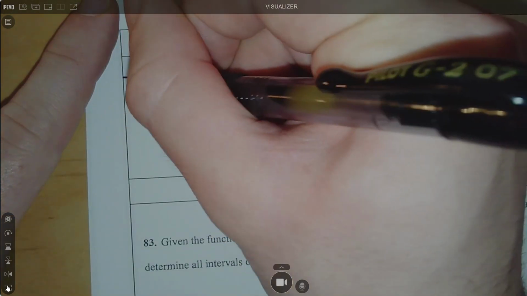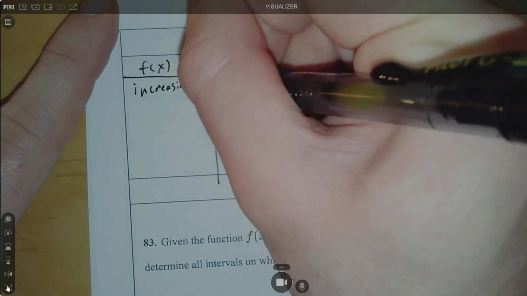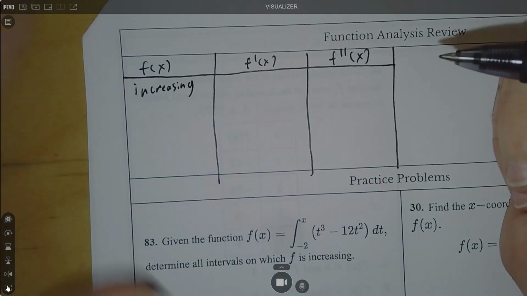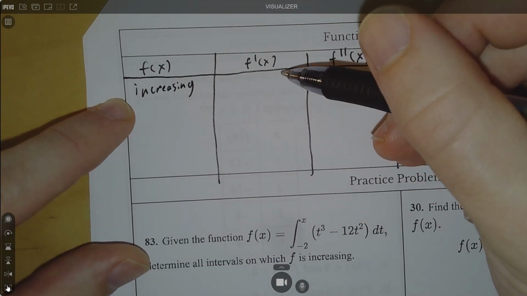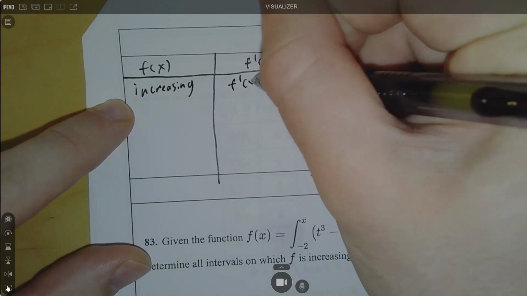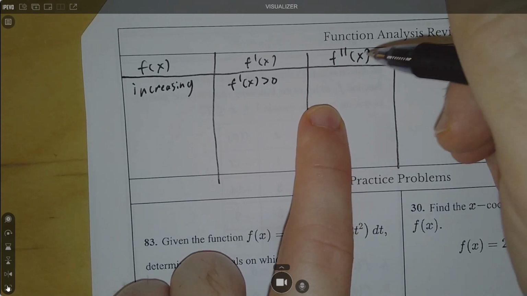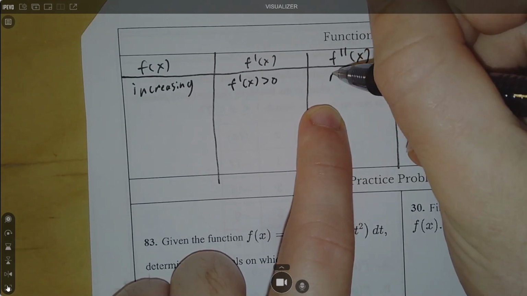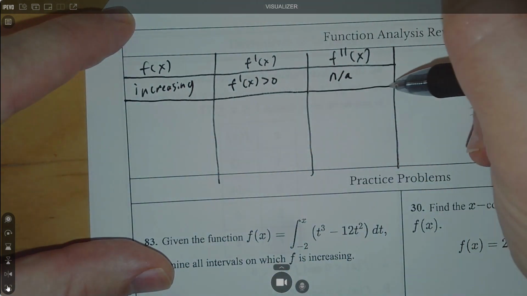If the function is increasing, let's do this together, guys. You tell me. If the function is increasing, that means the derivative is positive. That's right. The derivative is positive. What does that mean about the second derivative? We don't care. It's not applicable for this row. Okay. That's the first one.